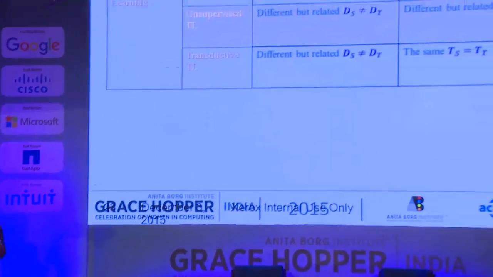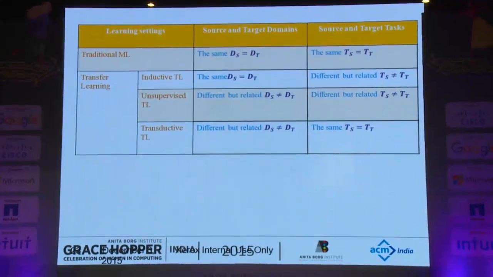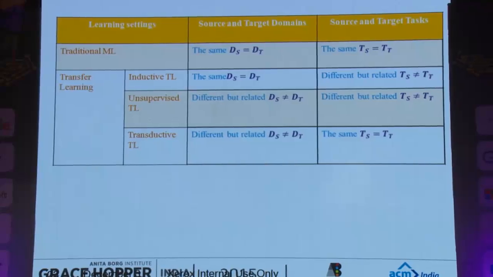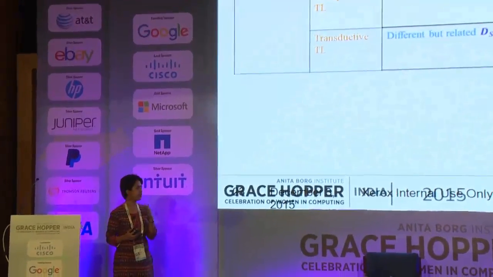Transfer learning has two main components: the first is the domains and the second is the tasks. Whether my two domains, the source domain and the target domain, are the same or different, or my tasks are the same, based on that we categorize transfer learning into three groups. The first is inductive transfer learning, in which the domains are the same but my tasks are different. It is called inductive transfer learning because as my two tasks are different, I need some labeled target domain data to induce my classifier or my predictive function.